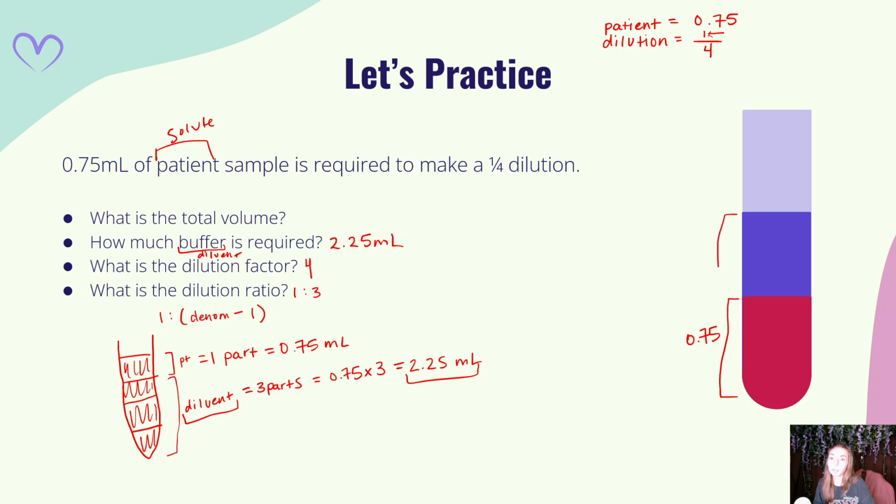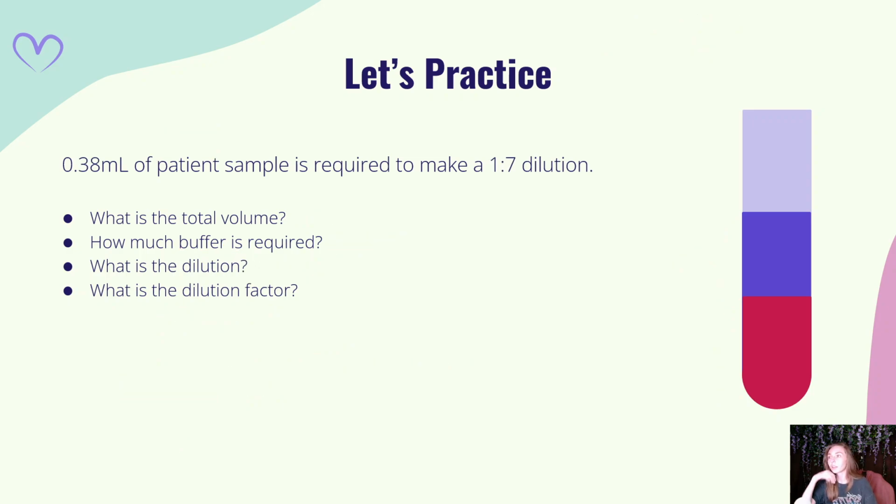So then we can come over here: 2.25 plus 0.75 is 3.0 milliliters. Does that make sense? I know that we went kind of backwards. It's because that's how I think about this. I think about it very backwards compared to everybody else. We suffer through it.